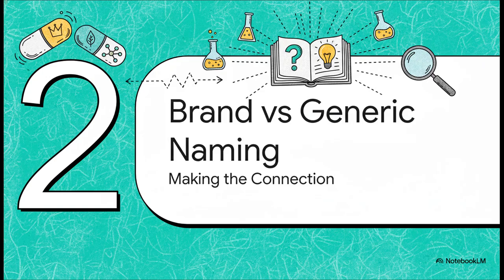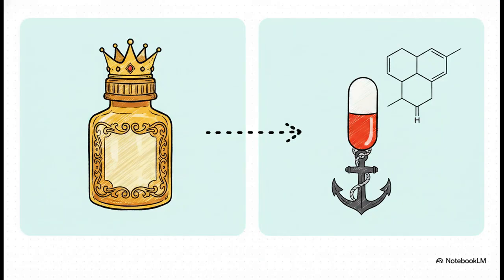Moving on to Section 2, brand versus generic naming. Making the connection. Take the brand names Zestril and Prinavil. Notice how they're capitalized? That's because they're trademarked names created by pharmaceutical companies. Now compare that to the generic name, lisinopril, which is written in lowercase. This is the actual active chemical ingredient.